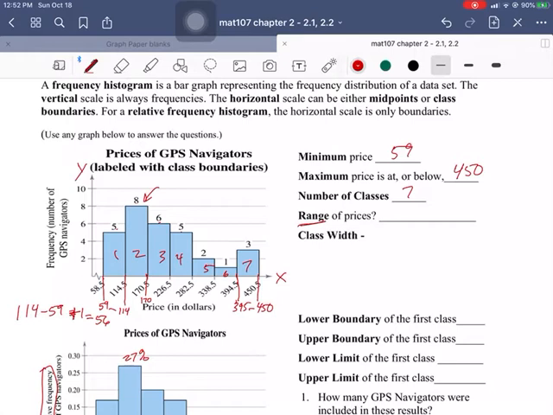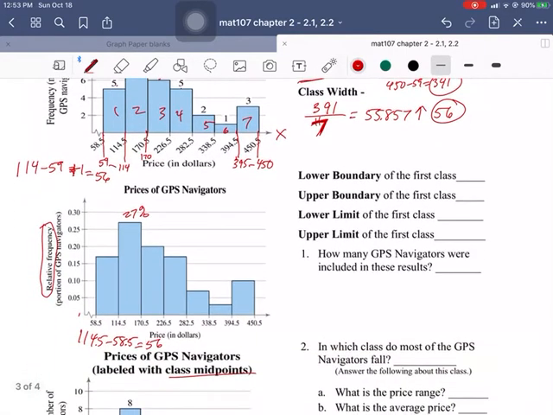The range of prices, the literal range, would be the max minus the min, right? So that's 450 minus 59 equals 391. 391 is the range. Class width is the range divided by the number of classes, which is 7. When you do that, you get 55.857. And remember, we always round up, so that's 56. That coincides with subtracting my boundaries or my midpoints.